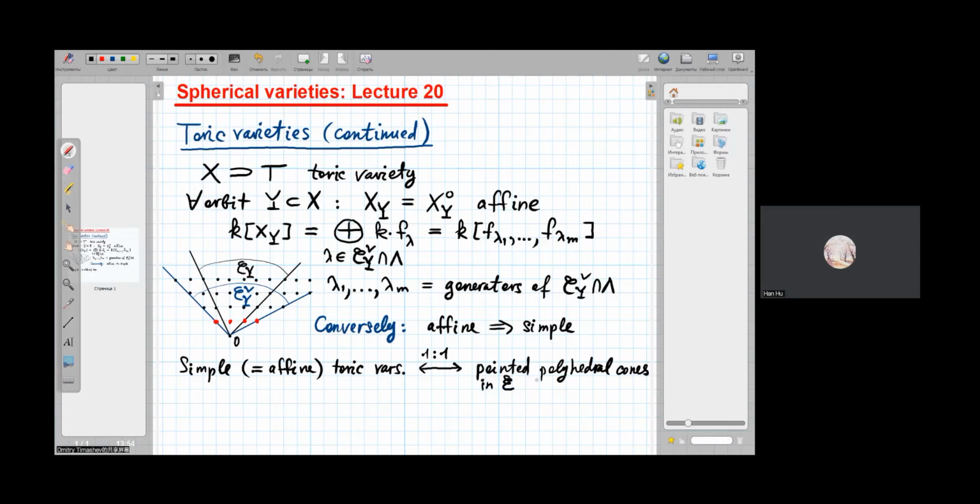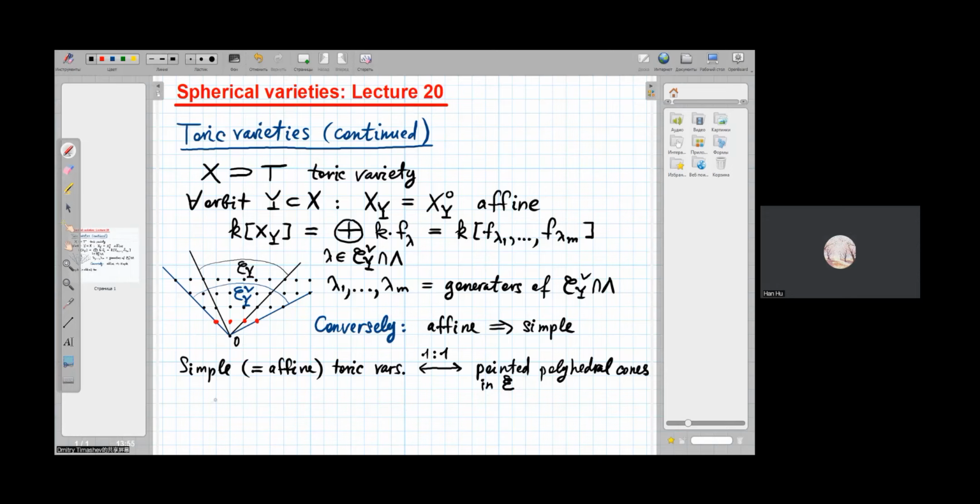A colored cone is composed by two data: a pointed polyhedral cone satisfying some conditions, and the set of colors. In our case, the set of colors is empty. And one of the conditions on the cone, that its relative interior intersects the evaluation cone, is trivially satisfied because the evaluation cone is the whole vector space E. So simple toric varieties or affine toric varieties, which is the same, are just in a one-to-one correspondence with pointed polyhedral cones in this vector space. Okay.